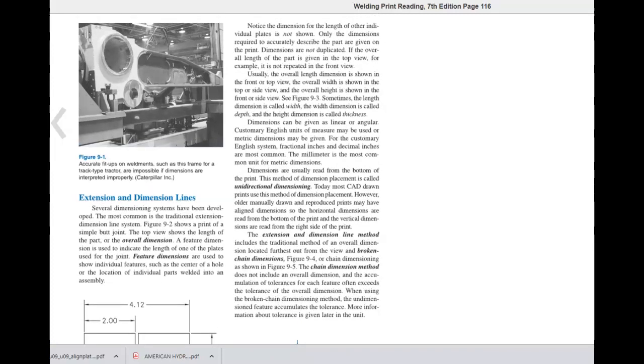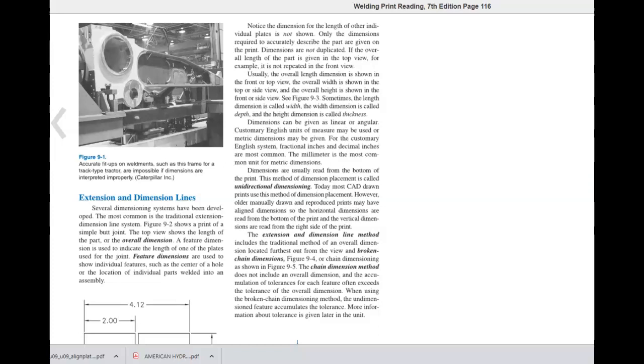Notice the dimension for the length of the other individual plates is not shown. Only the dimensions required to accurately describe the part are given on the print. Dimensions are not duplicated. If the overall length of the part is given in the top view, for example, it is not repeated in the front view. Usually the overall length dimension is shown in the front or top view. The overall width is shown in the top or side view. The overall height is shown in the front or the side view.